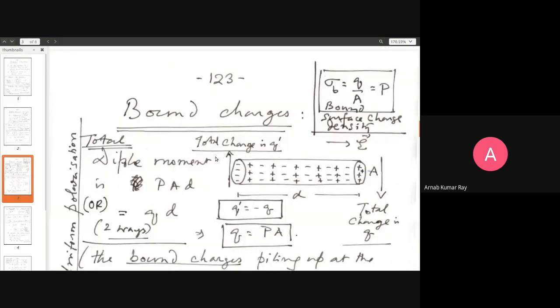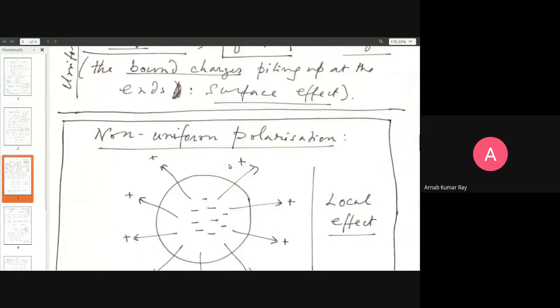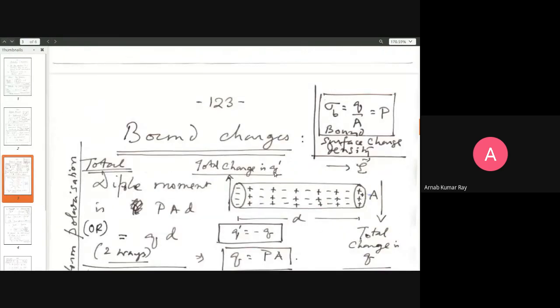Now we extend this idea, generalize this discussion to the case of non-uniform polarization. What do I mean by that? Here we have talked about a very nice, neatly aligned figure. You have a well-ordered atomic or molecular structure within this thing.